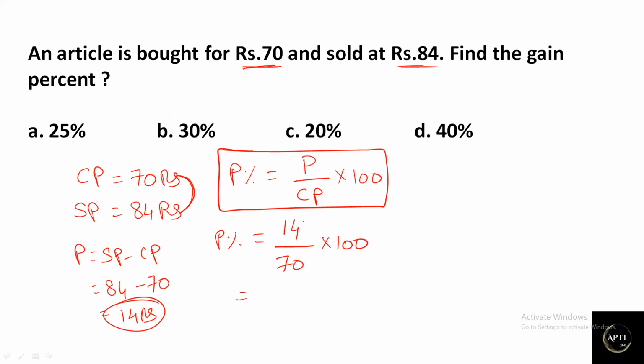That's it. Now how many times is 14 in 70? 14 five times is 70. Again 5, 20 times is 100. So finally 20. So the profit percentage is 20%. We multiply with 100 because we are calculating a percentage. So the answer is option C.